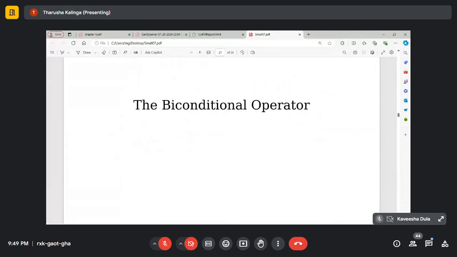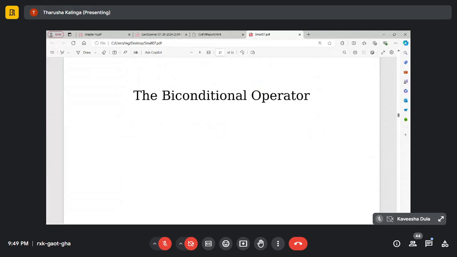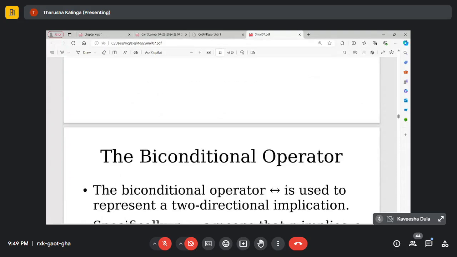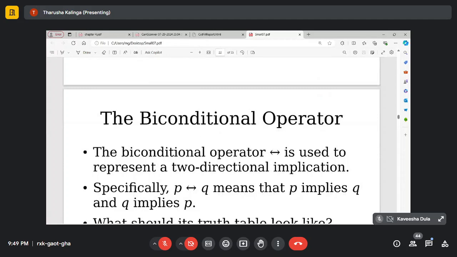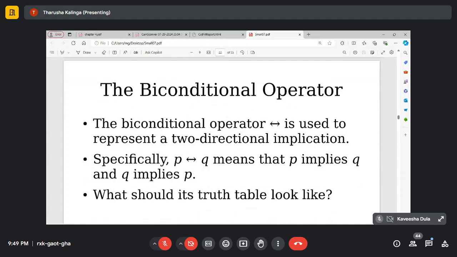And the next newcomer is the biconditional operator. I think you are all familiar with the other ones, so it's important to highlight these parts. The biconditional operator is used to represent a two-directional implication.